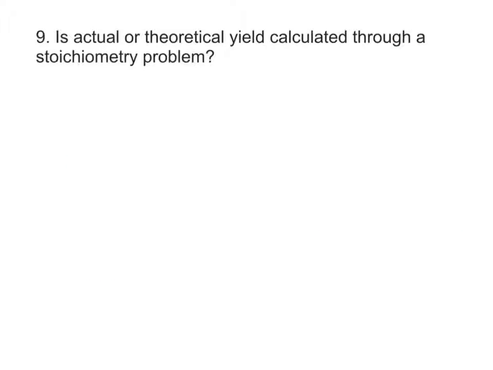Number 9 is actual or theoretical yield calculated through a stoichiometry problem. And we more or less answered that last slide, but let's go ahead and tell that the theoretical yield is what is calculated in the stoichiometry problem. So we calculate theoretical, we have to go produce or actually do the experiment to get the actual.